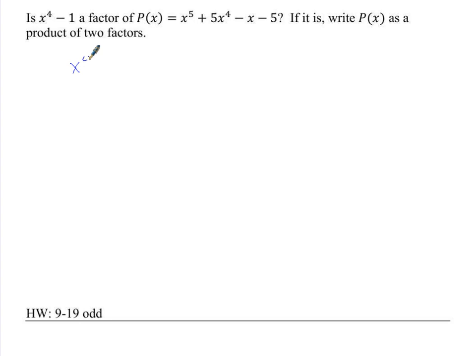Set up the division. X to the fourth minus 1 divided into what? X to the fifth minus x minus 5. Good. You remembered that we need to have all of the terms accounted for. Any missing terms have to have a zero coefficient, and they have to be included under the division symbol so that you don't make a mistake. So now what happens?